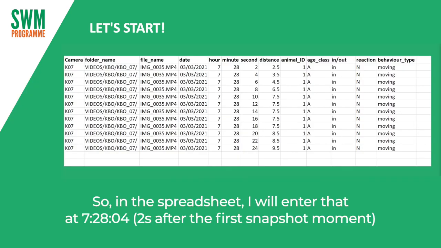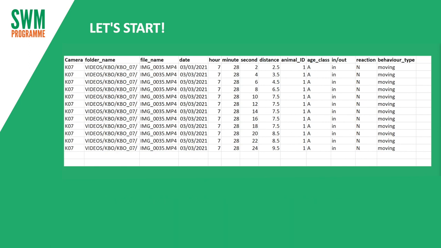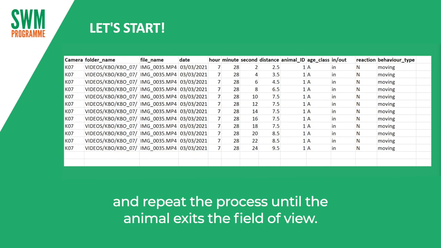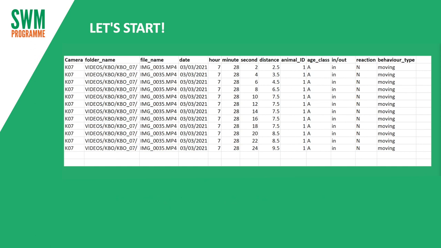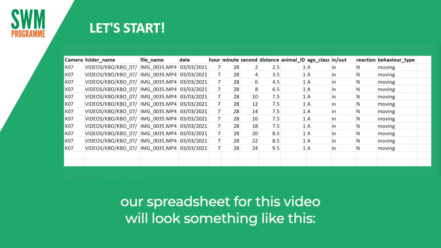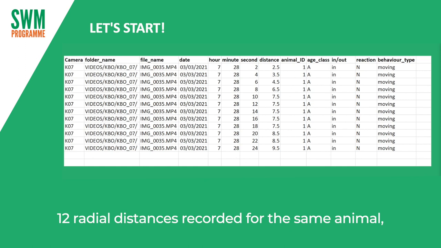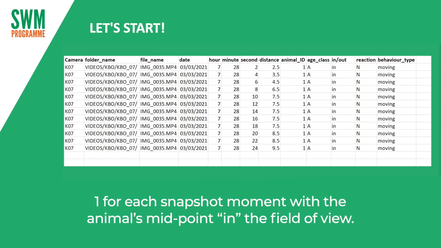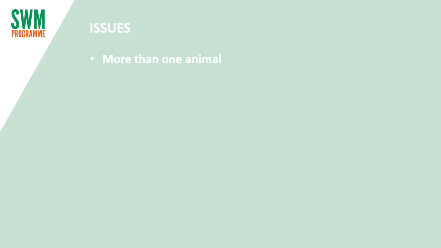So, in the spreadsheet, I will enter that at 7:28:04, 2 seconds after the first snapshot moment, the diker was at 3.5 meters, and repeat the process until the animal exits the field of view. As our blue diker remained in the field of view for 24 seconds, or 12 snapshot moments, our spreadsheet for this video will look something like this. 12 radial distances recorded for the same animal, one for each snapshot moment with the animal's midpoint in the field of view.